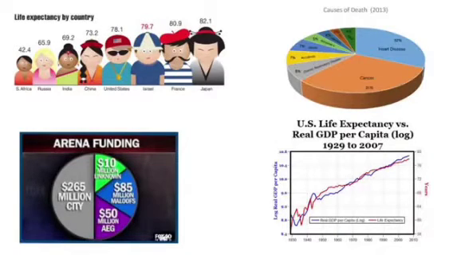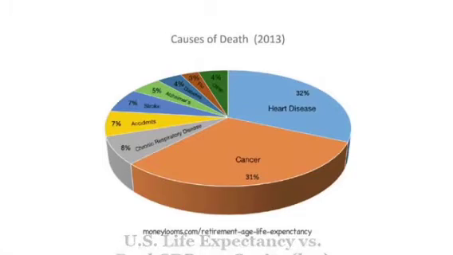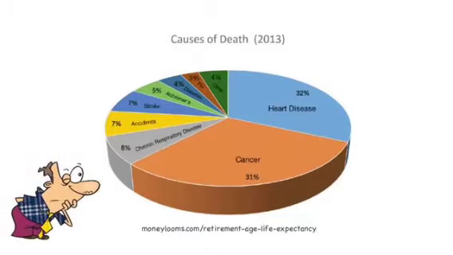Graphs can be used to help us understand what is going on, or to support a point someone is trying to make. The problem arises when people present graphs that mislead the viewer. Let's take a look at this graph I found on an article about life expectancy. It looks pretty good, right?